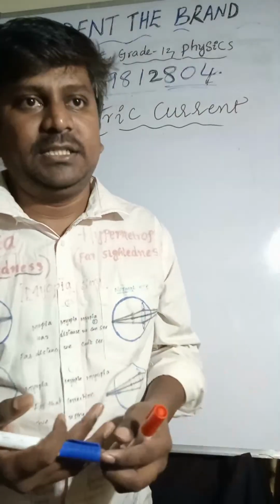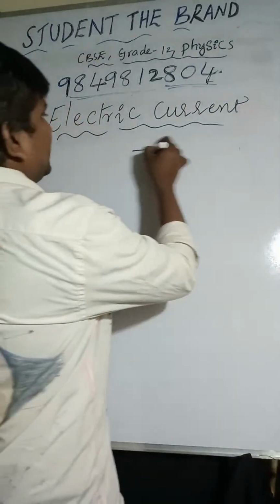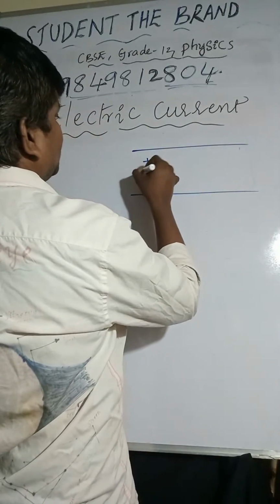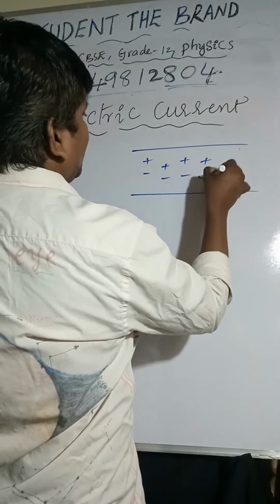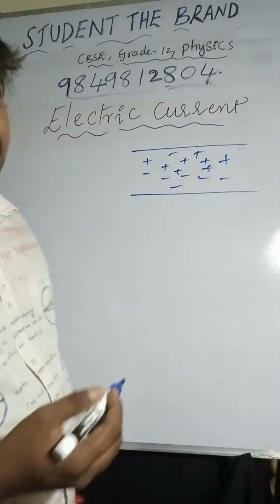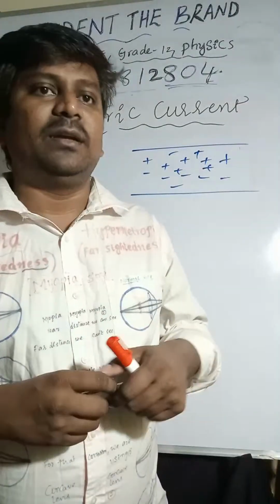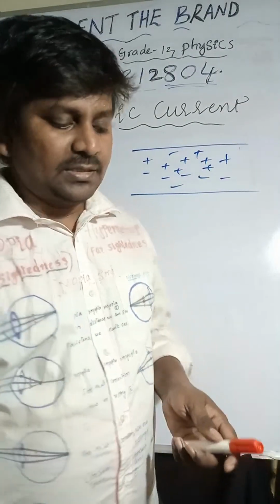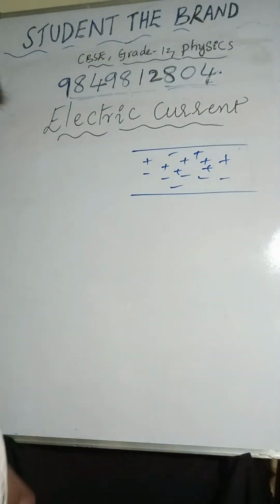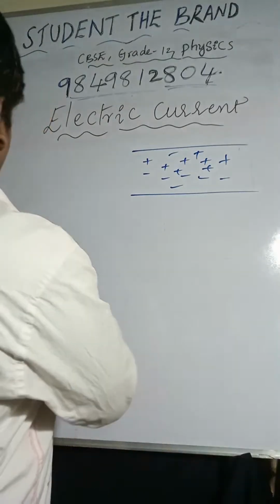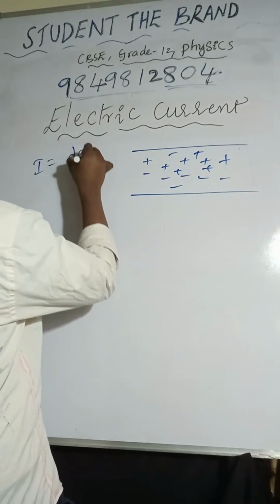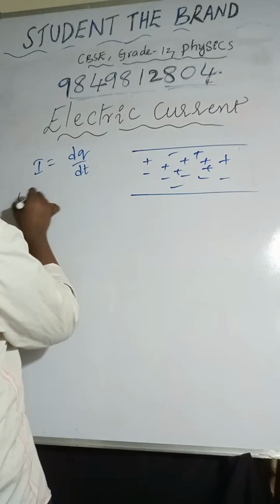The flow of charge. Here I am considering a conductor. Charges are moving inside the conductor, positive, negative, positive, negative, like that. So if charges are moving inside the conductor, now I equal to dq by dt. This is called instantaneous current.